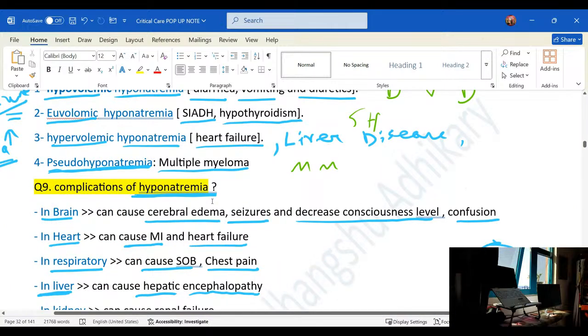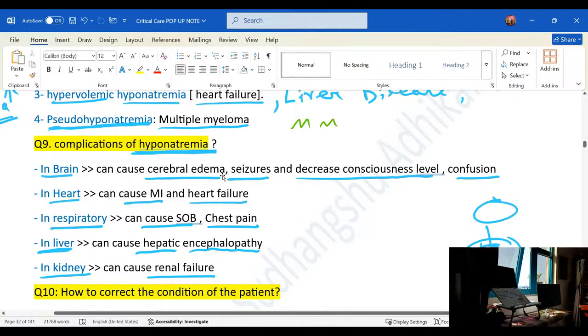Complications of hyponatremia: in the brain it can cause cerebral edema, seizure, decreased consciousness level, and confusion. In the heart, MI and heart failure. In the chest, shortness of breath and chest pain. In the liver, hepatic encephalopathy. In the kidney, it can cause renal failure.